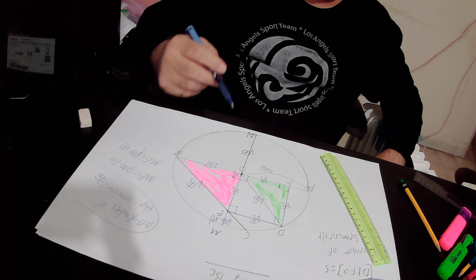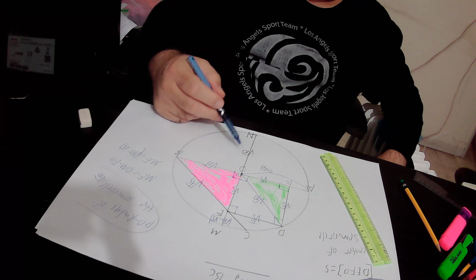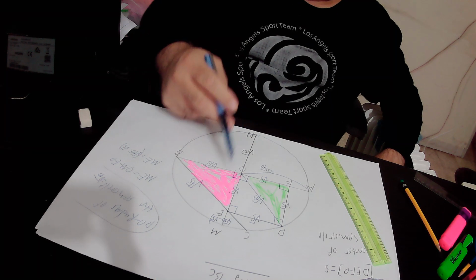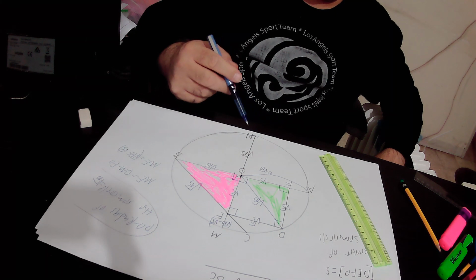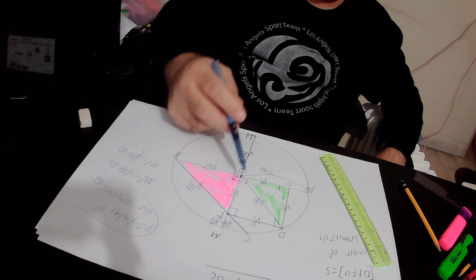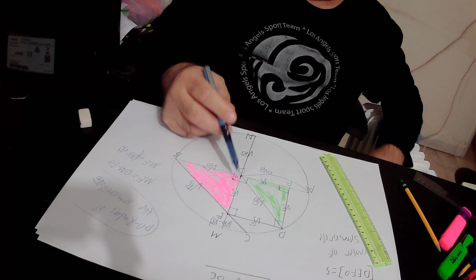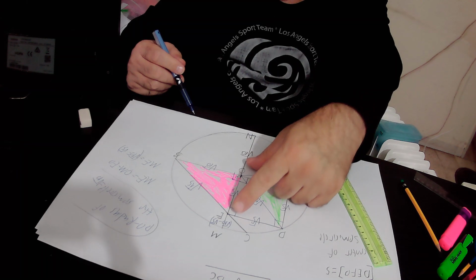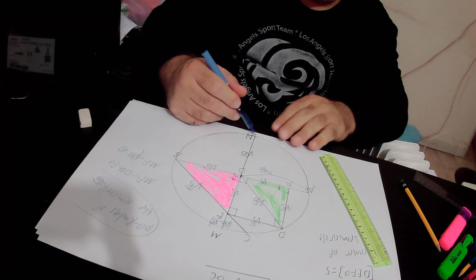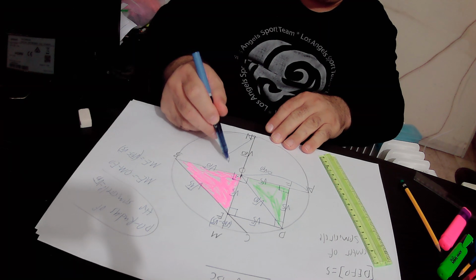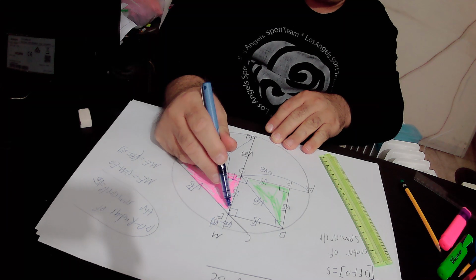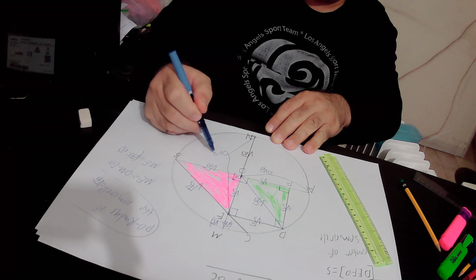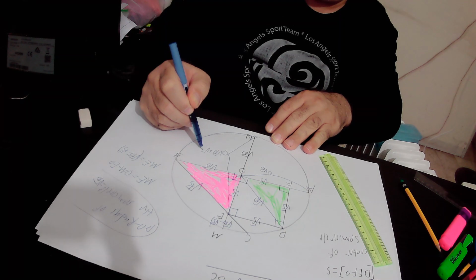And what is the length of EN? The length of EN equals the square root of 10 units plus square root of 5 units. Again, EN equals NO plus OE. That is to say, EN equals the square root of 10 units plus square root of 5 units.